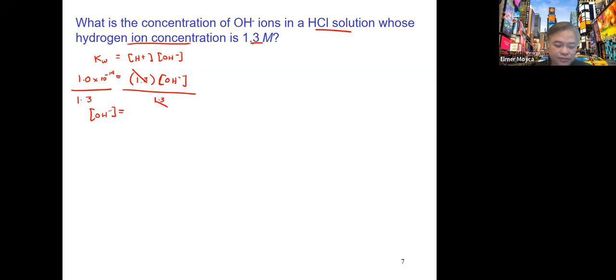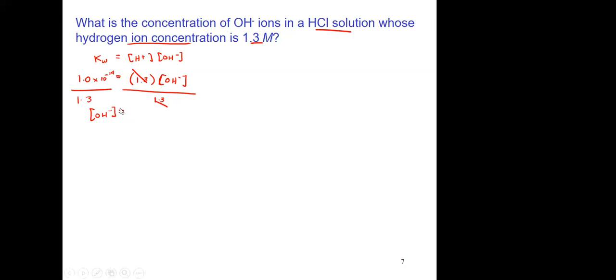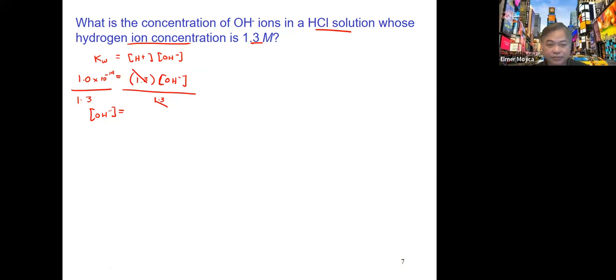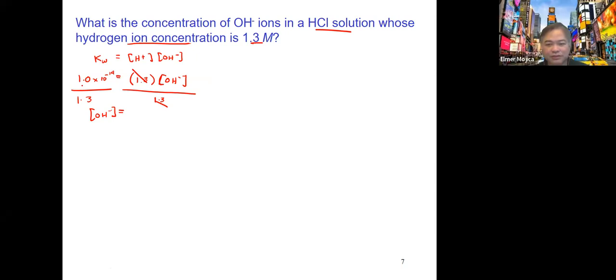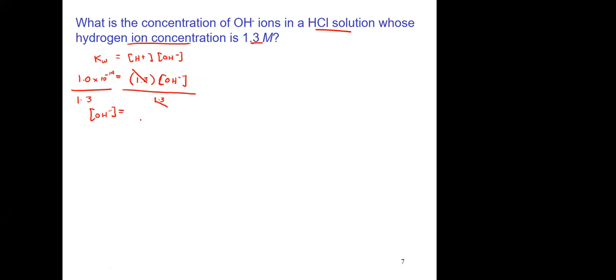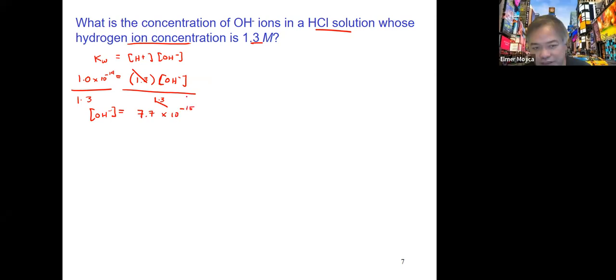Anyone? Hello? 8 times 10 to the negative 15. How much? 8 times 10 raised to, no, negative 15. You need to follow the significant figures. 8.0? 8.0 ba? 7.7 po times 10 raised to negative 15. I think that's what we call a more specific value. It's not 8. Okay? So there are two significant figures there, so your final answer should also be in two significant figures.